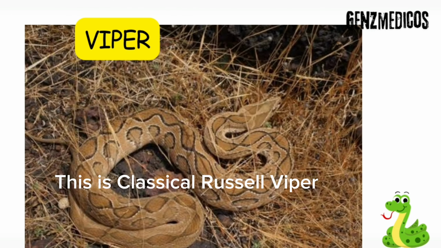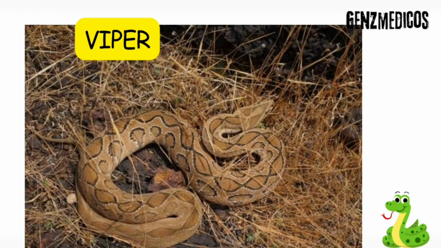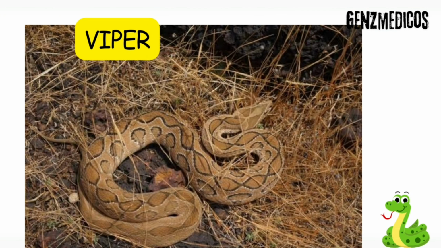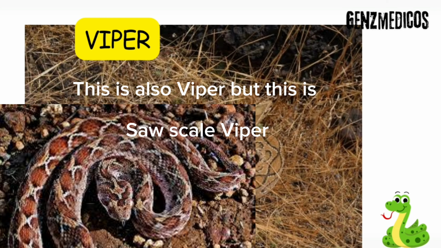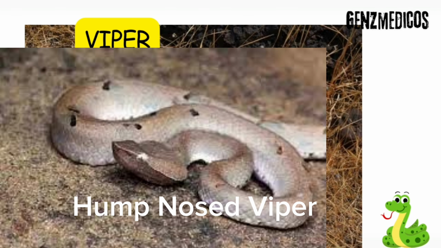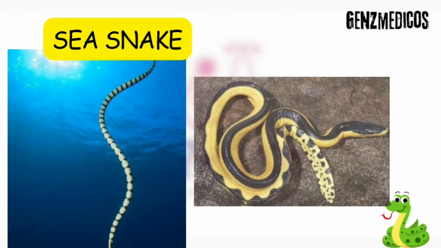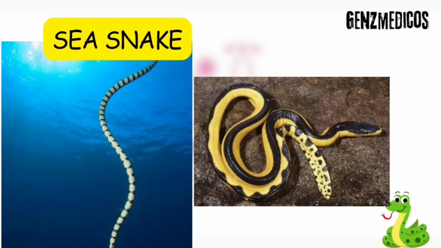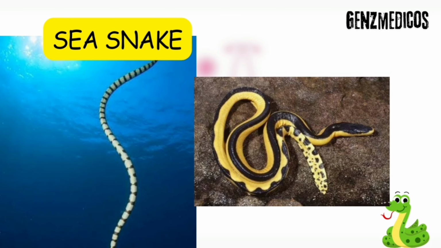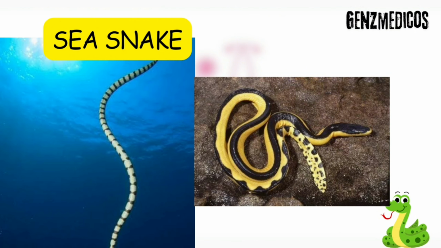And in viper we can see diamond scaling. Just imagine a V above and a V below. What structure will it make? Diamond-like, right? So diamond scaling is present in viper. Now in case of sea snake you will identify it easily. If the snake is in water, then you can say it's a sea snake.